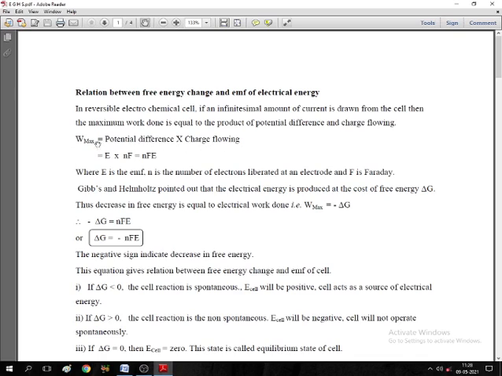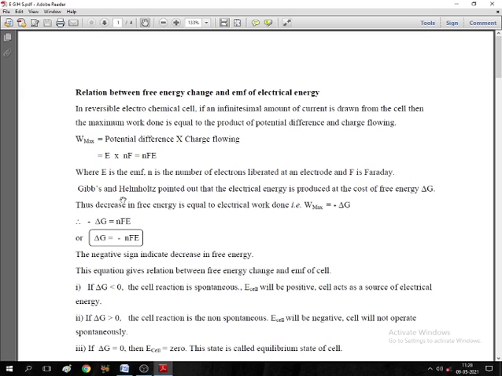W max is the maximum work done during that process. What is the process? The process is that you have to withdraw certain current from that cell, and therefore W max is equal to E, which is the potential difference or the EMF, into charge flowing. Charge flowing is nF. Therefore, W max is equal to nFE, where E is the EMF, n is the number of electrons liberated at an electrode, and F is the Faraday.